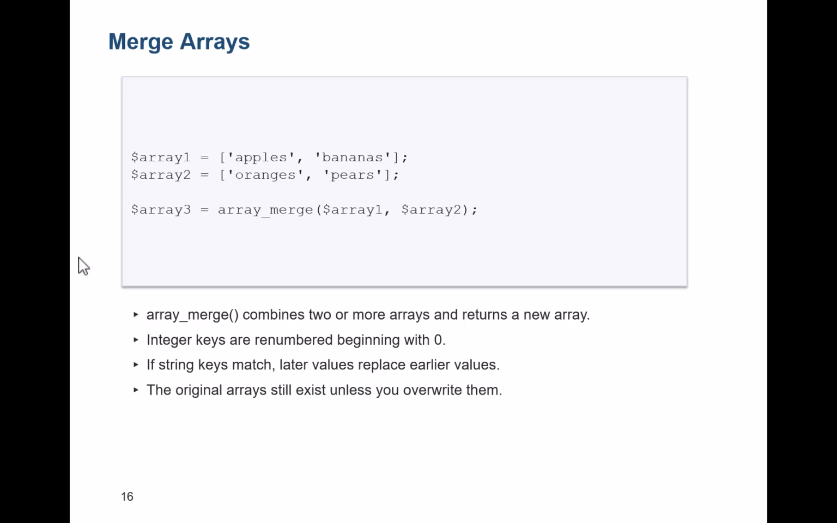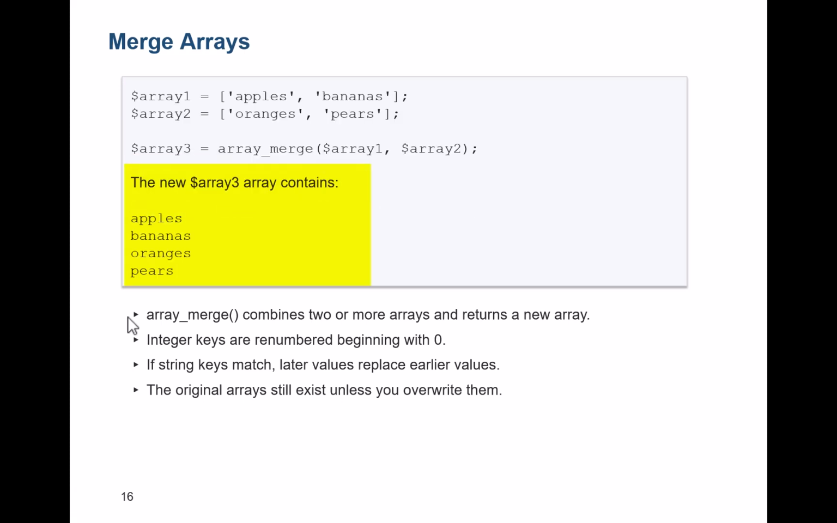The array_merge function combines 2 or more arrays and returns a new array. We have array1, which is apples and bananas, and array2, which is oranges and pears. And then we create array3 and we use the array_merge function. When the input array uses integer keys, array_merge renumbers those keys beginning with 0.